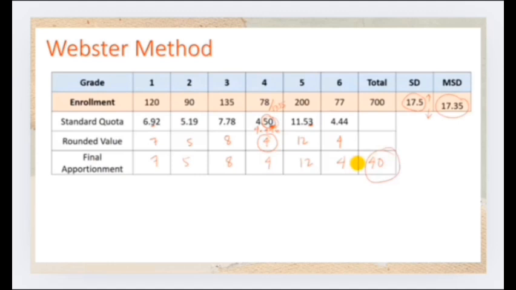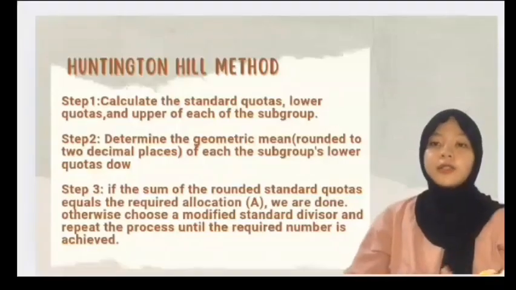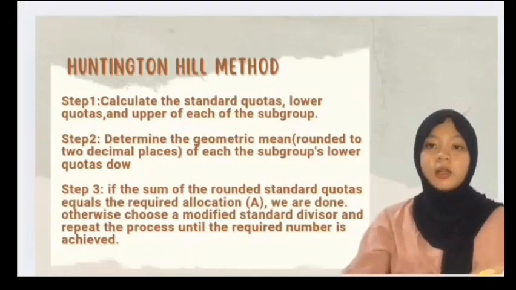Okay, so pagkatapos i-add natin siya. So 7 plus 5 plus 8 plus 4 plus 12 plus 4 is equals to 40. Okay, so stop na tayo kasi nakuha natin yung 40 na kailangan natin i-achieve na allocation. Okay, so proceed naman tayo sa Hunting Hill method.